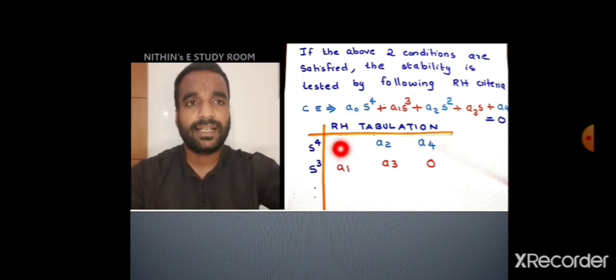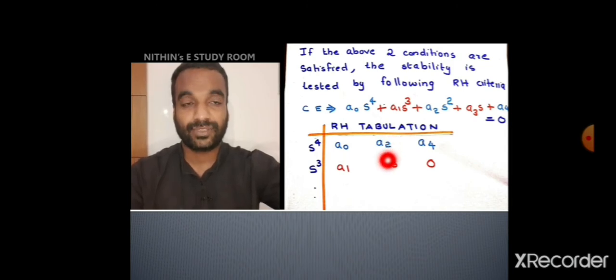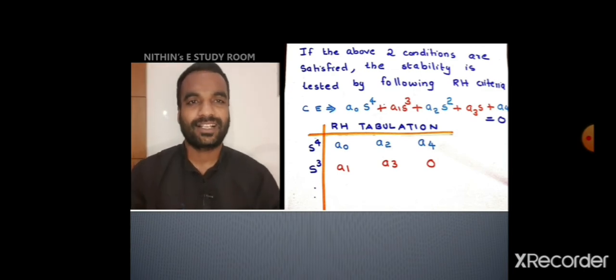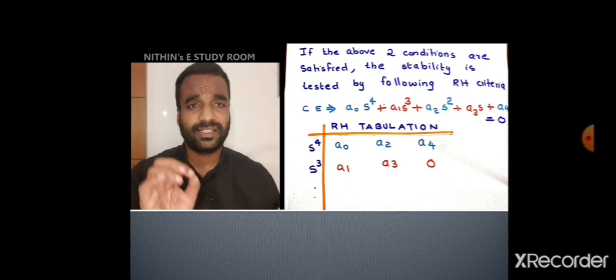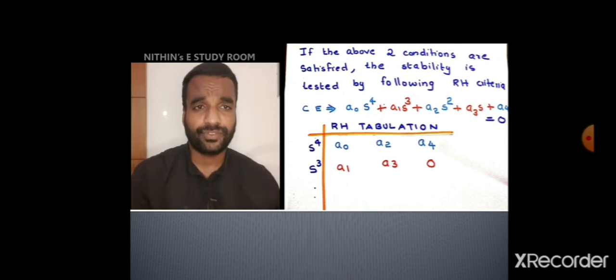The coefficient of S4 is A0. Then I will leave the next degree and write A2. Again I will leave A3, and take the alternate coefficient, that is A4. So you can check, all the blue colors are marked A0, A2, A4. I have consequently left all the alternate coefficients.